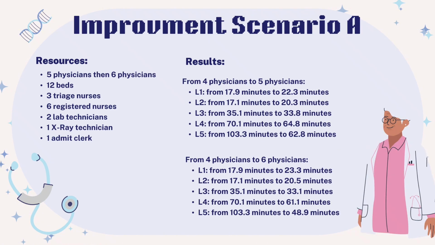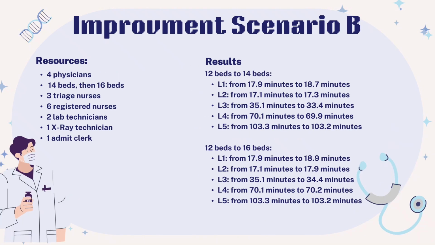For scenario A, we added more physicians. We started with 5 physicians, keeping the other resources the same. As you can see here, we noticed almost a cut by half for level 5 and level 4 for the waiting time. However, for level 1 and level 2, the waiting time increased. And also when we tried 6 physicians, as you can see here, the results were nearly the same. Maybe we had 14 beds instead of 12 beds. As you can see here in the results, it was nearly the same without any improvements.